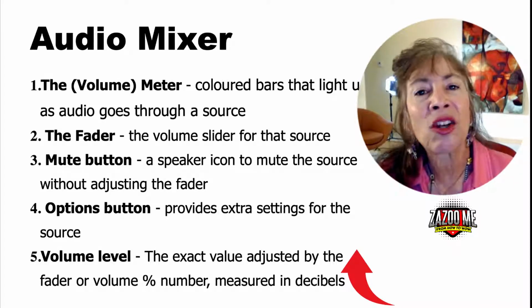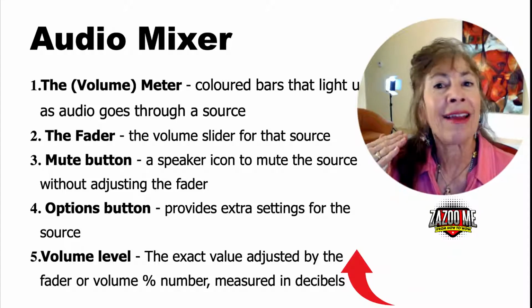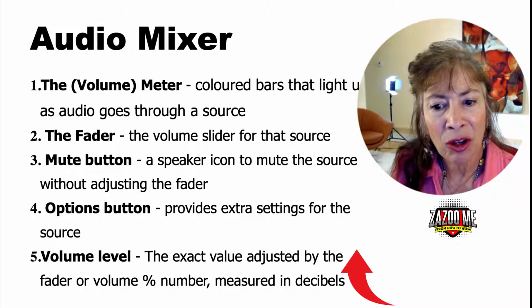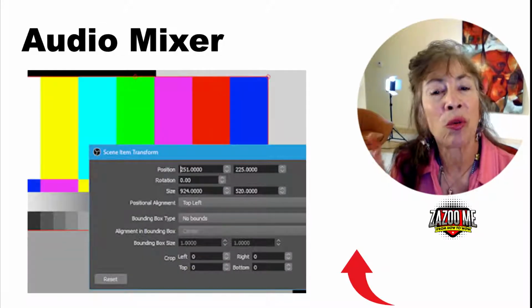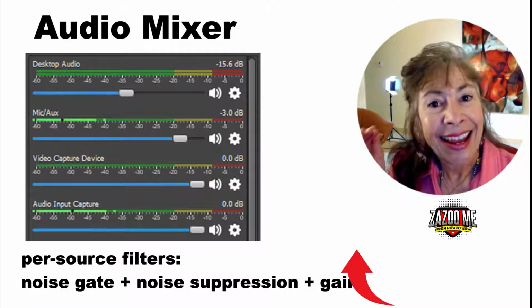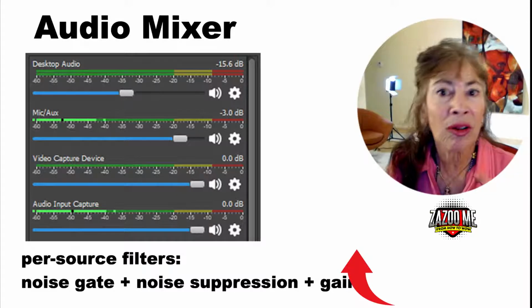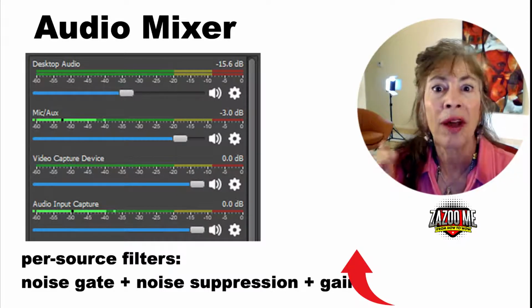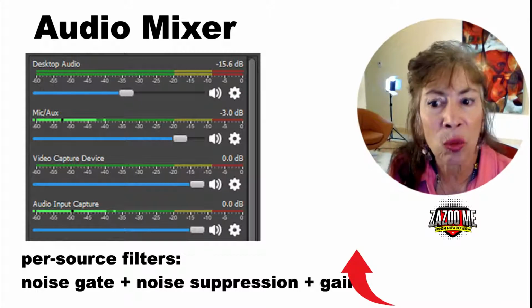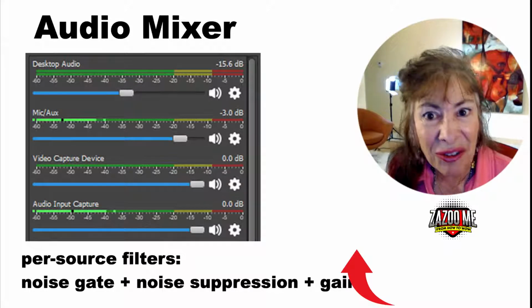OBS also has an audio mixer, and the features of the audio mixer are a volume meter, a fader, a mute button, an options button, and a volume level. There are so many things that you can do with the audio mixer, and this is what it looks like. And here is a zoomed-in close-up where you can see that you can literally choose what you want the audio to be, lower or higher or deeper or whatever you want to do with your audio. You can suppress things, you can filter things.